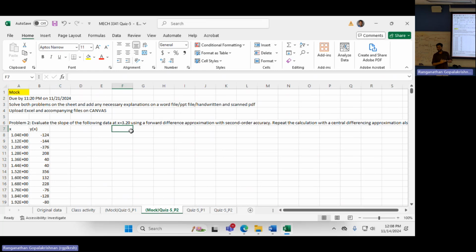F prime of xi equals negative f of xi plus 2, plus 4 times f of xi plus 1, minus 3 times f of xi. So I'm referring to these three tables on pages 656 and 657. You need to be able to read those tables correctly.